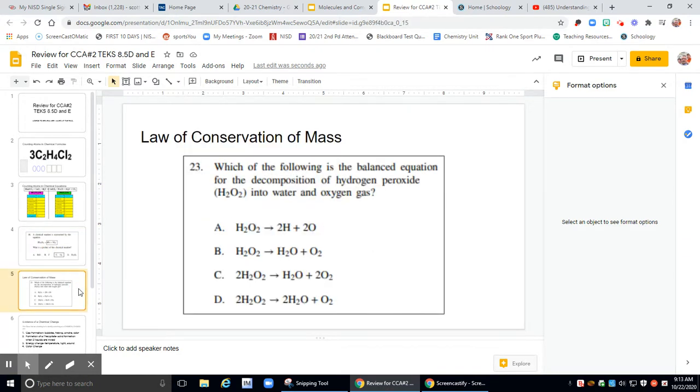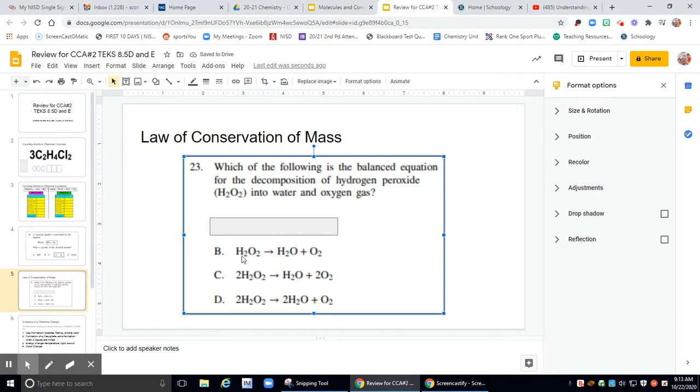Here's another sample question. Which of the following is the balanced equation for the decomposition of hydrogen peroxide into water and oxygen gas? So the products have to be water and oxygen gas. If we go through here, this does not have water in the products, okay? So A cannot be the answer. We're going to completely block this one out.